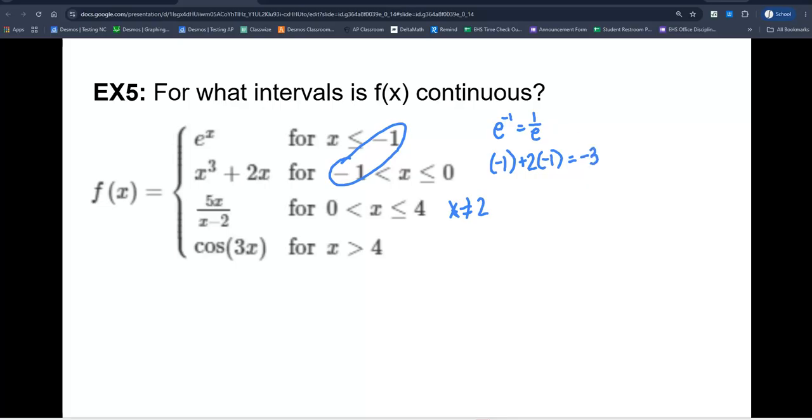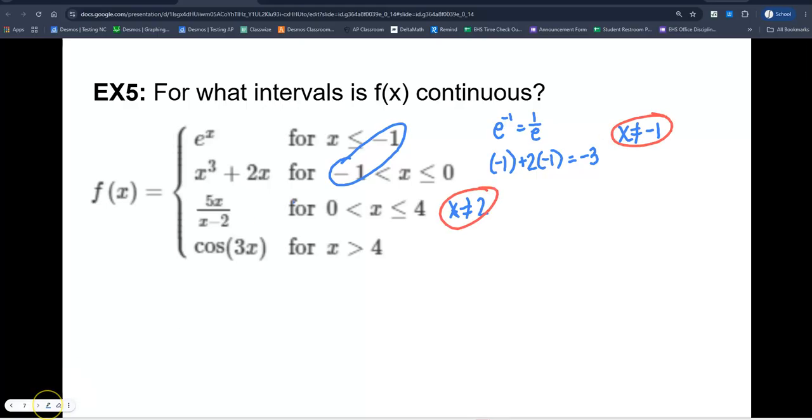Are those equal to each other? 1 over e and -3. No, because e's not a variable. E is a number, right? It's like 2.71828. So I have x cannot equal -1. That's a discontinuity. In fact, let me sort of circle those with a different color. So there's one, there's one.